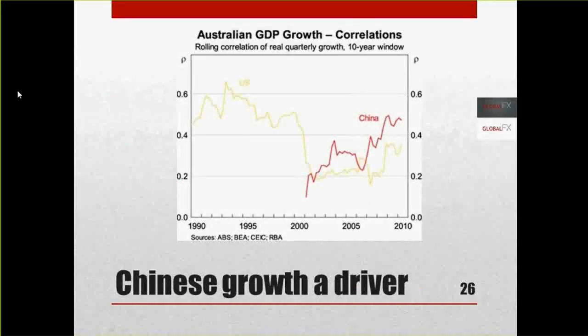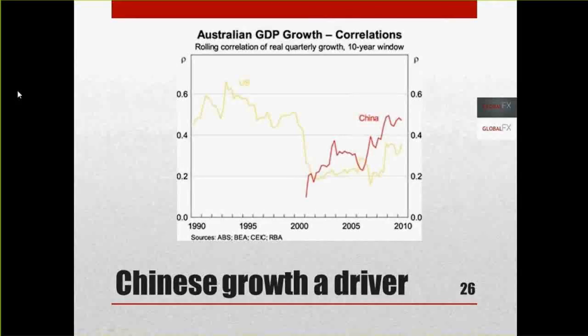Now, I'll go backwards a little bit to China. I wanted to put this chart in because if you have a view on where the Aussie's going, you can really tie it down to what's your view on China. Now, this is a fairly old chart, but it was presented by the RBA back in 2010, but you get the idea. Look at where that red line starts.